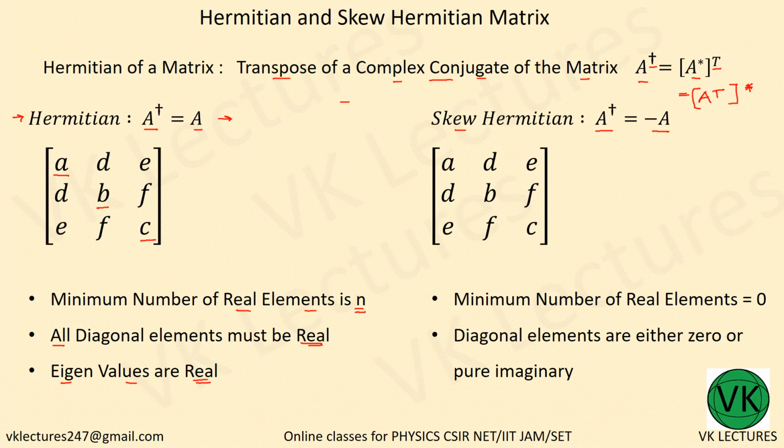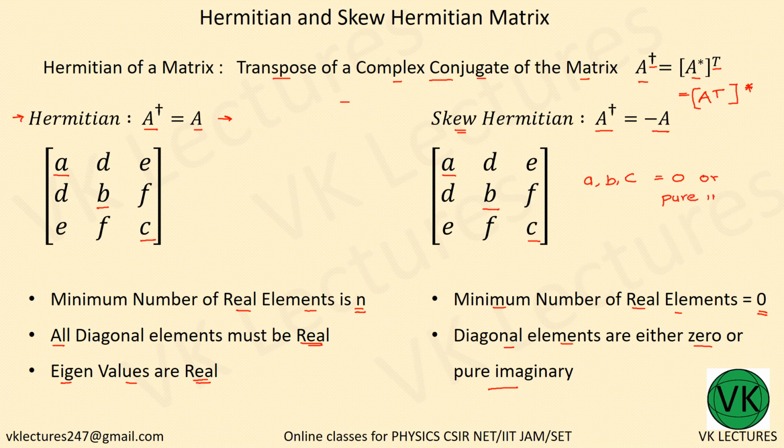Now coming to the skew Hermitian matrix, the minimum number of real elements, that means the minimum real elements required for making a skew Hermitian matrix, is 0. That means there is no need of a real element to be present in a skew Hermitian matrix. Now the diagonal elements are either 0 or pure imaginary. All A, B and C are either equal to 0 or a pure imaginary number.